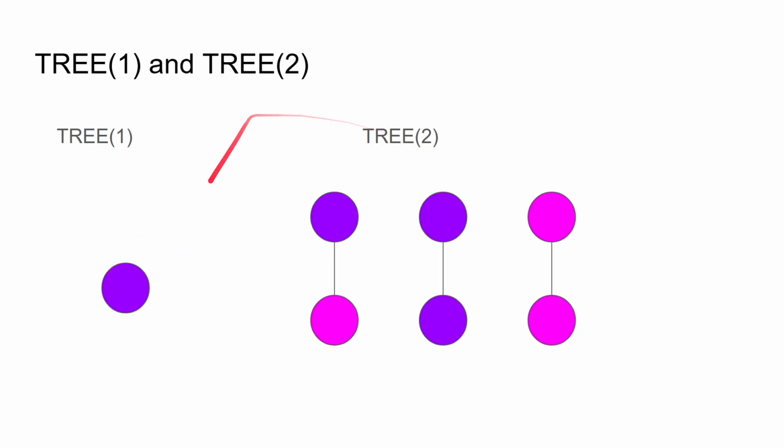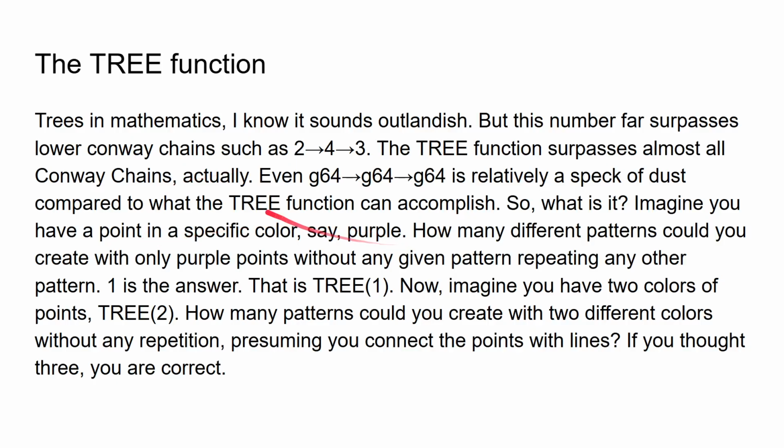Imagine you have a single dot and it's a single color. So you're trying to make as many patterns, so like a dot connected to another dot in any way, shape, or form, without repeating the patterns. Tree one is one. There's only one pattern that can be done without repeating itself, which is one singular dot of any color. It doesn't have to be purple. I just chose purple. That's tree one. Tree one is one.